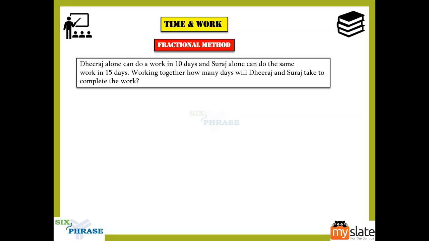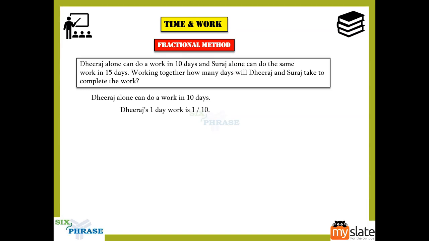Now, Dheeraj alone can do the work in 10 days. If somebody can complete a work in 10 days, what is the rate of work? It is one day's work, the per day work, right? Per day work, per hour work. What is kilometers per hour? It is speed. Speed and rate of work are the same thing. The rate at which the work is being done is the rate of work, just as the rate at which the vehicle is moving is the speed of the vehicle. So Dheeraj's 1 day's work is 1 by 10.